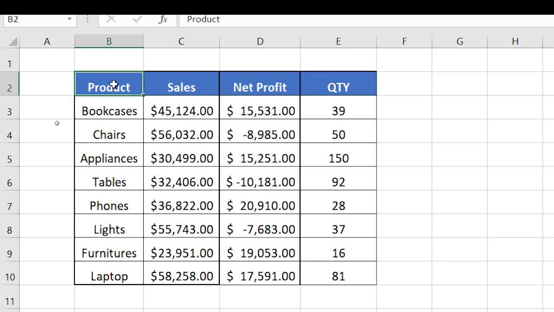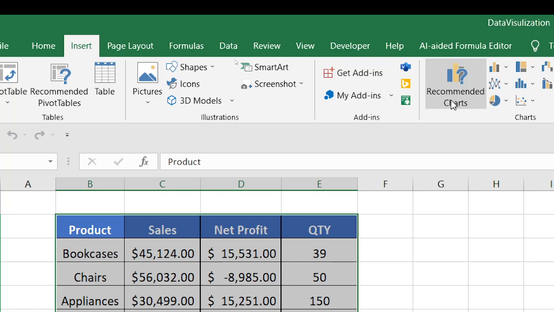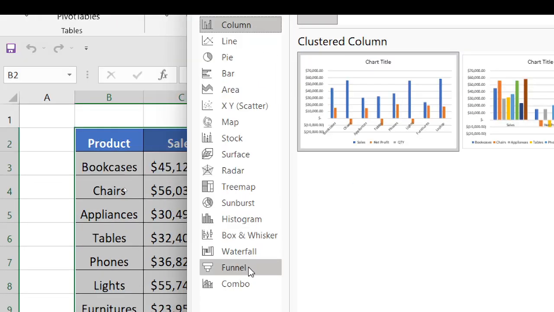In such cases, dual axis chart is very helpful, which will help us understand the sales, net profit and the quantity for these products in one single chart. Let's see how to apply dual axis chart. Select the data range, go to Insert, go to Recommended Charts, go to All Charts, and here in the last we see Combo Charts. Click on Combo Charts.